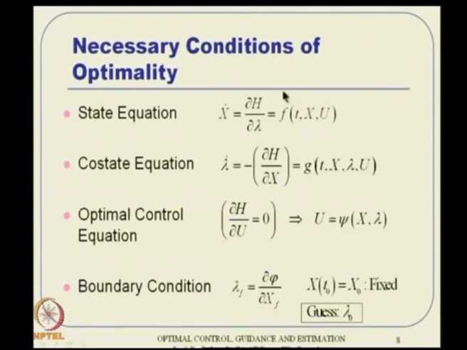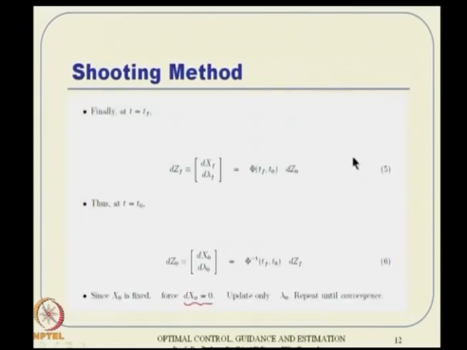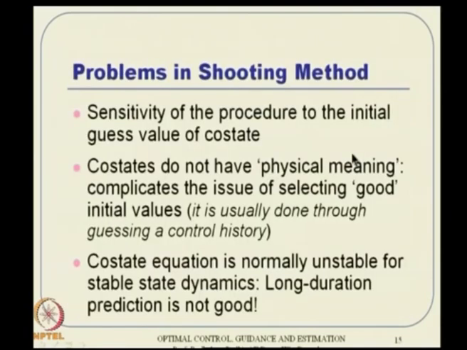But the fact is if your initial state equation or system dynamics is stable, then the costate is actually unstable. So, any amount of different lambda 0 other than what it should be, then you are actually integrating an unstable differential equation numerically. So, the error is going to grow very fast actually. Okay. So, that is why it is sensitive to that. So, in general the procedure is sensitive to the initial condition guess value.